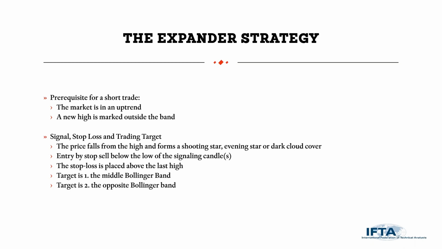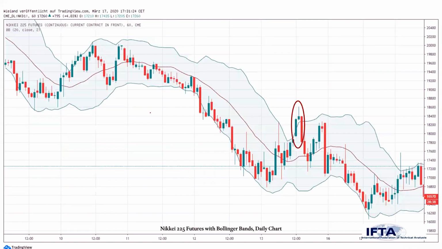Maybe I got stopped out at break even in total, but I leave everything open to the market. And target number two is the opposite Bollinger Band, and you have this here. This is Nikkei again, the daily chart. What is this? This is a shooting star, and in total it's also an evening star. So if you do it right, enter here, stop loss here. And this is the situation I'm talking about.